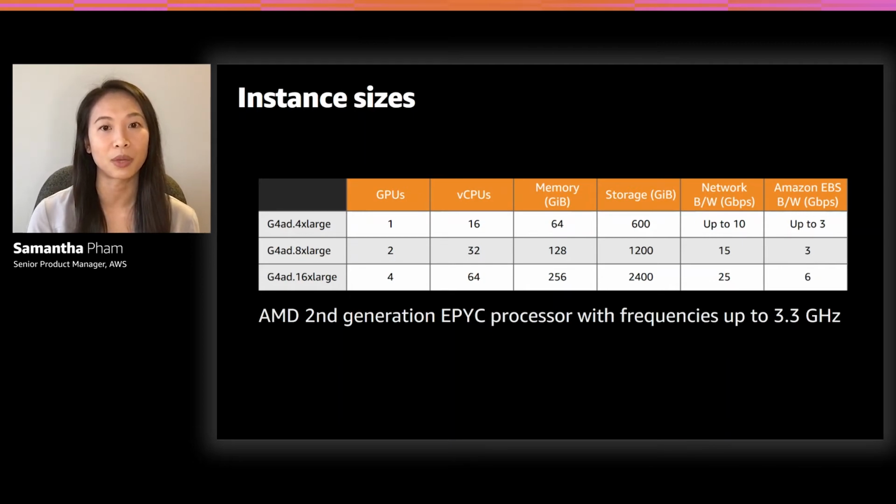The largest instance size we offer is the 16xlarge, which comes with 4 GPUs, 64 vCPUs, 256 gigabytes of memory, and 2.4 terabytes of local storage. They also offer 25 gigabits per second of network bandwidth and 6 gigabits per second of Amazon EBS bandwidth. All of these instances are powered with AMD second generation EPYC processors, which offer clock frequencies up to 3.3 gigahertz.